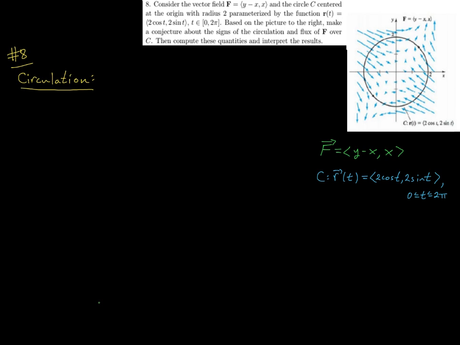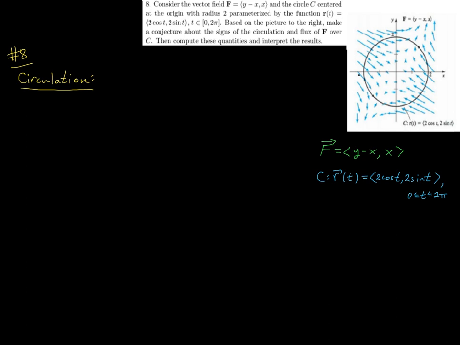All right, problem 8 says consider the vector field F, whose components are y minus x and x, and the circle C centered at the origin with radius 2 parameterized by the function r of t as 2 cos t, 2 sine t. We're letting t vary from 0 to 2 pi. Based on the picture to the right, make a conjecture about the signs of the circulation and flux of F over C. Then compute these quantities and interpret the results.